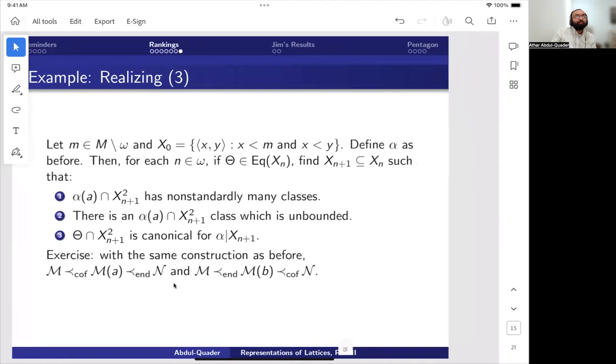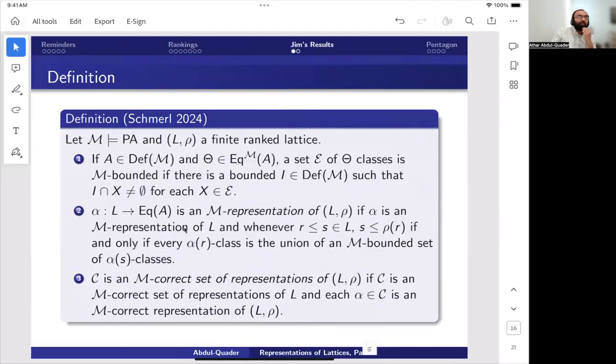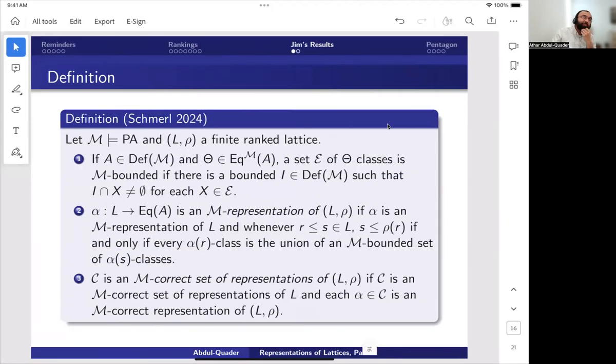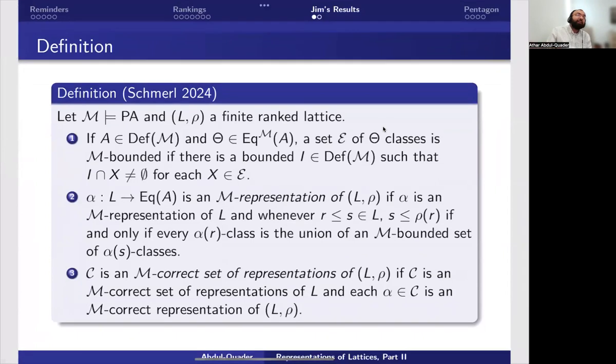And that leads me to Jim's definitions and results. And let me see if I guess I didn't mention. So I need to make a slight change to the presentation, but I'll just do it out loud. So suppose you have a model and a finite ranked lattice.